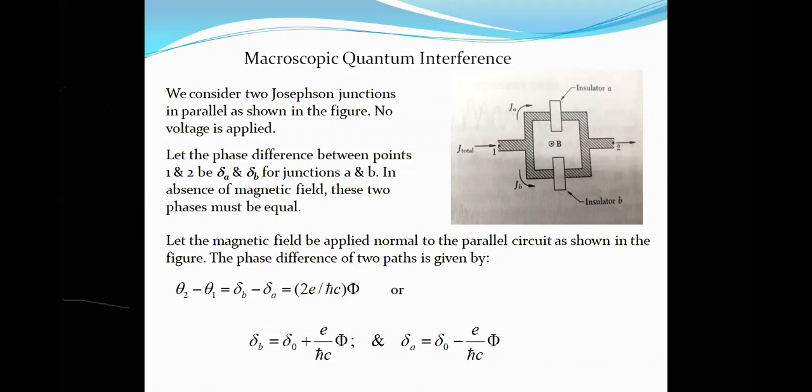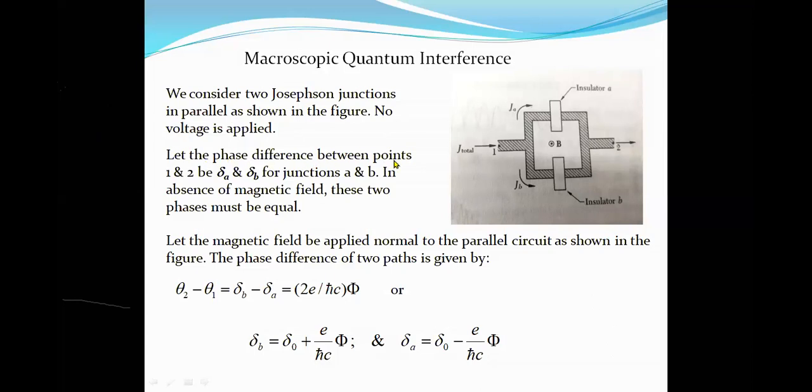Here, you have a current coming from one junction and current coming from another junction, and when they meet in phase, they produce constructive interference, means larger current, or when they meet opposite in phase, they produce destructive interference. This is the interference of current basically. This is how this system is basically designed. Now let's see what it is saying, that we consider two Josephson junctions in parallel as shown in the figure. No voltage is applied.